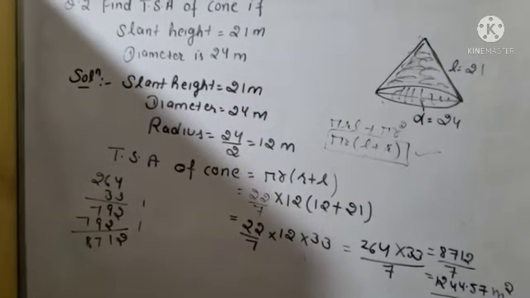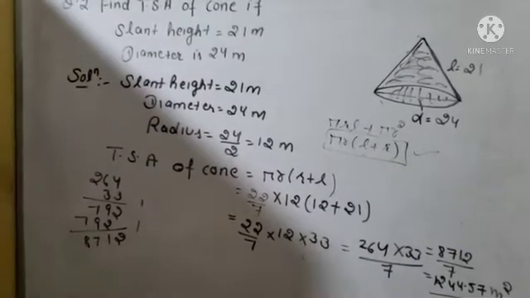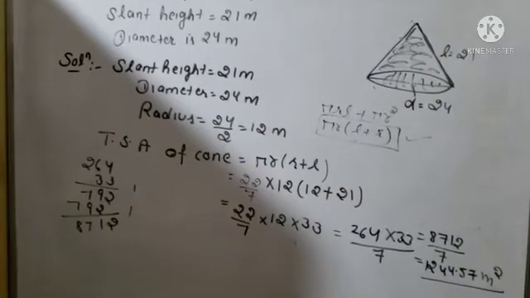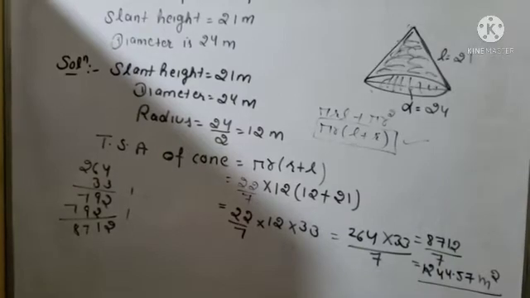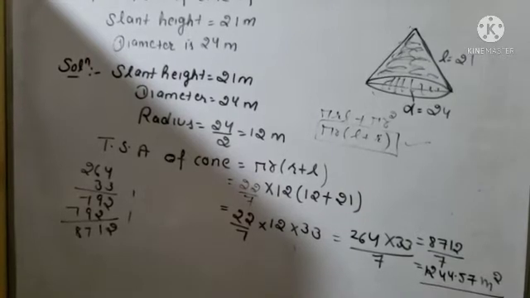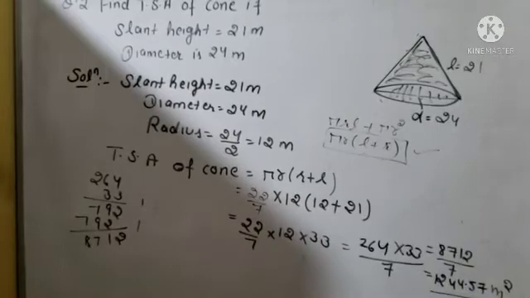So simply a cone is given whose diameter is 24 meter and slant height is 21 meter. First of all, diameter is given 24, so radius will be 12, half of the diameter, and the slant height is 21. Now you will find out the total surface area of the cone, and the total surface area will be the curved part area and the area of the circular base also.